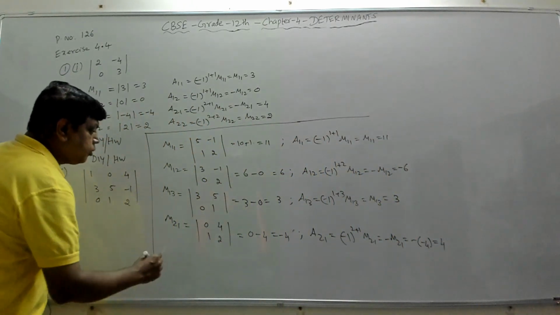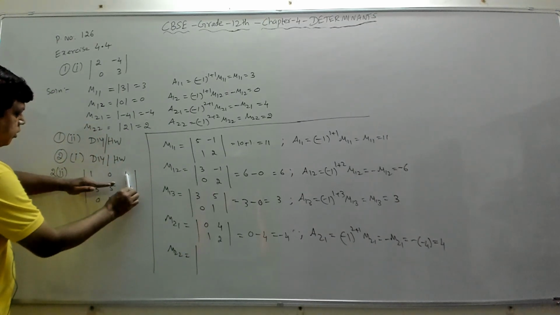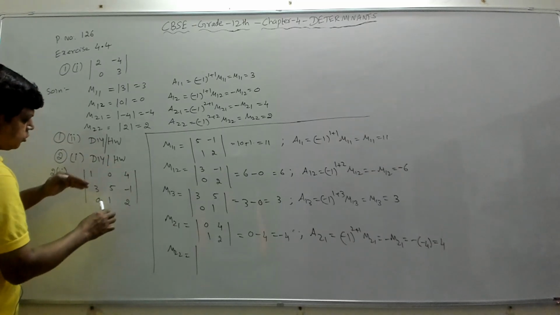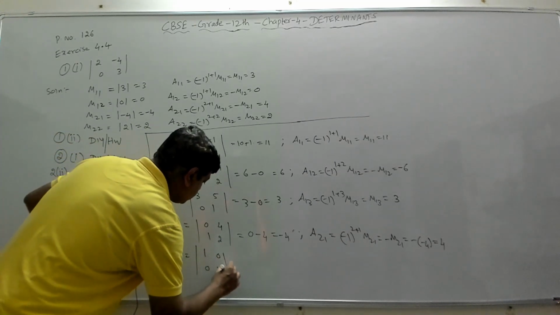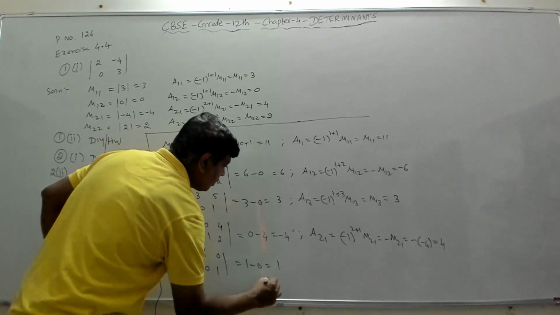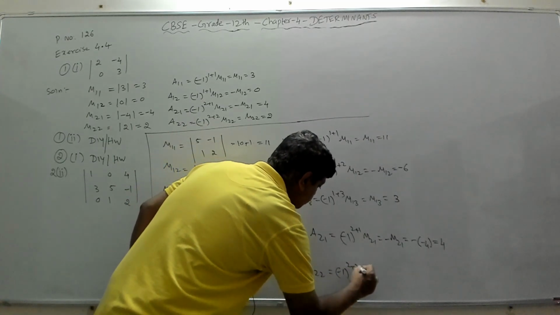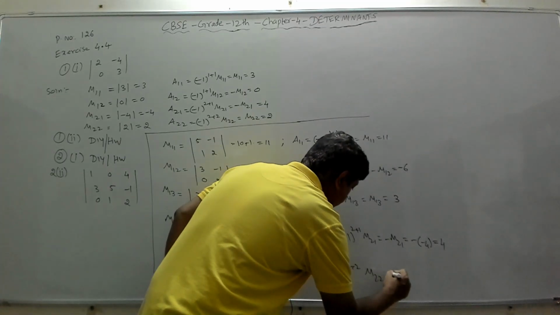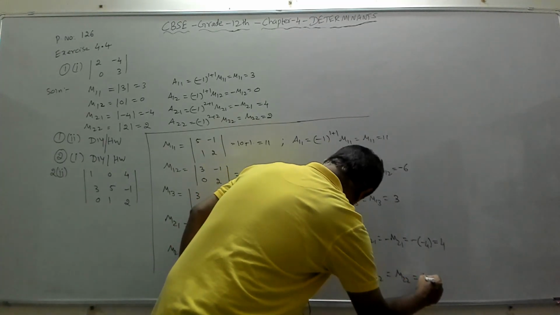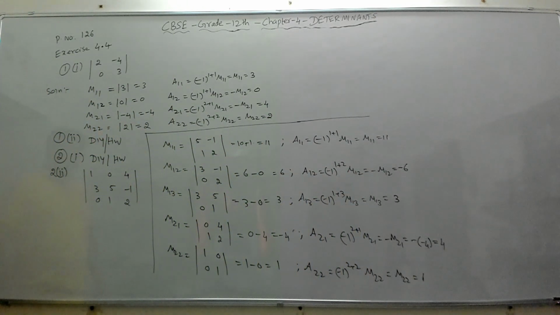Right. Then we'll do M22. M22 is the determinant of this element. So close that row and that column. Right. 1 0 0 1. That is equal to 1 into 1 minus 0, which is 1. So A22 will be equal to minus 1 power 2 plus 2 M22, that is equal to 1. Right? So your M22 is also 1. Now I will erase this.